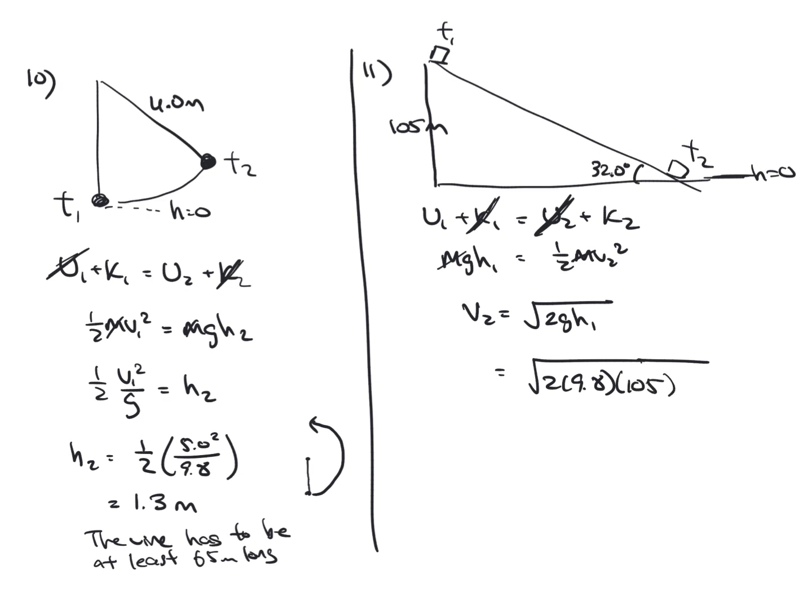H is 105. Okay, calculator here. 45 when rounded to 2 significant digits, meters per second. All right, so the 32-degree angle did not seem to come into play there. Do they refer back to this question later and we do something with the 32-degree angle? I don't know, we'll see. We'll go to question 12.